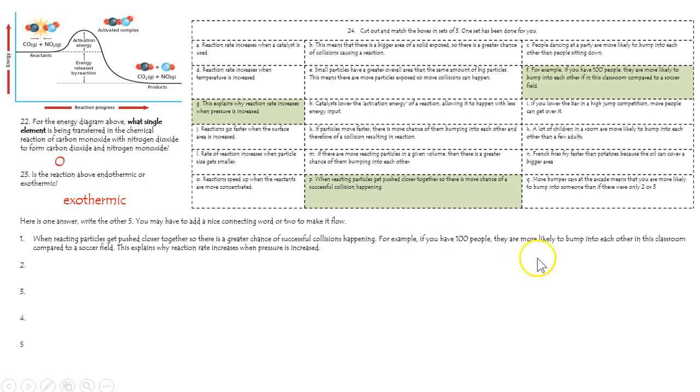For example, if you have 100 people, they're more likely to bump into each other in a classroom than they are in a soccer field. You're reducing the volume for the people. This explains why reaction rate increases when pressure is increased. Nice, right? Well, rather than read out every single one here, I'll let you do that on your own.